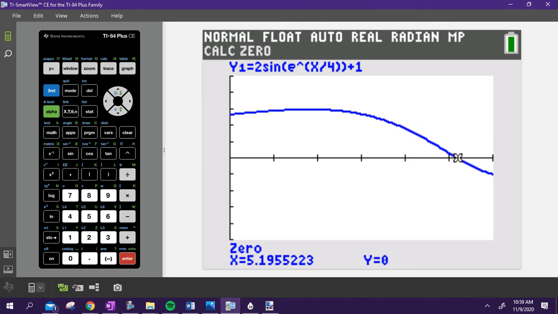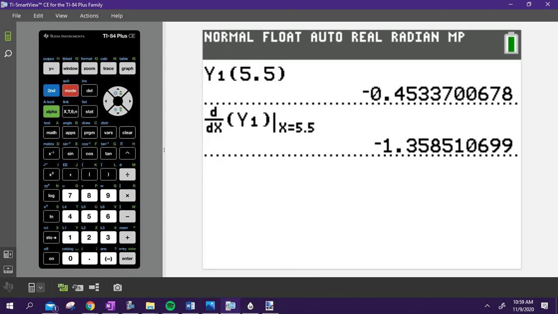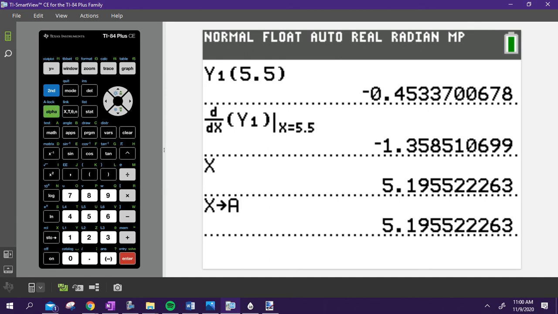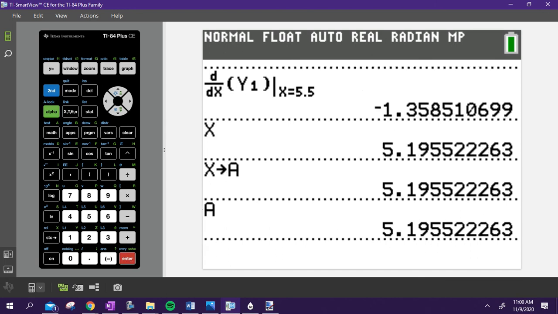Now here's one thing you can do. Once I've found it, I'm going to hit second quit and go back to my regular screen. Hit the X button and hit enter. That's the number I want, and it didn't round it. What you can do is take that X value and store it. This button right here, store. I'm going to store it as alpha A. So now every time I hit A, it gets me that number until I save over it. That way I don't have to type it in again. If you want to type it in again, great. Write down the whole decimal and go.